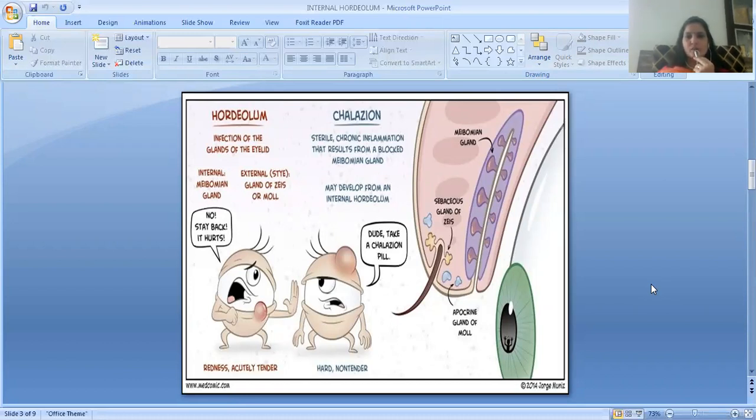On the right side, you can see the image of the sebaceous glands of Zeis at the lash follicle, and on the left side you can see the meibomian gland. If there is infection of this gland, it will cause the internal hordeolum, whereas the infection of the gland of Zeis will cause the external hordeolum. You can see the position of the two glands, and that's why they are called the internal and external hordeolum respectively, in case of meibomian gland infection and the Zeis gland infection.